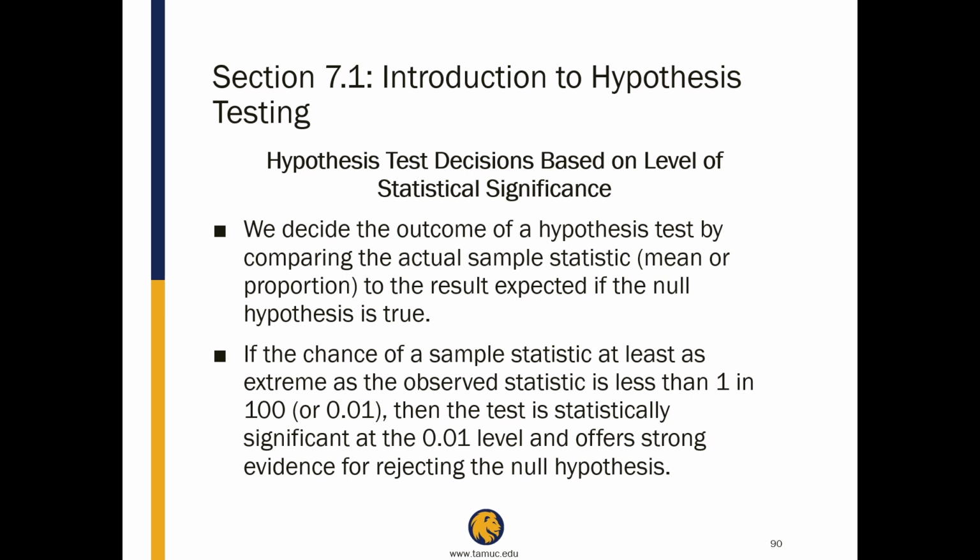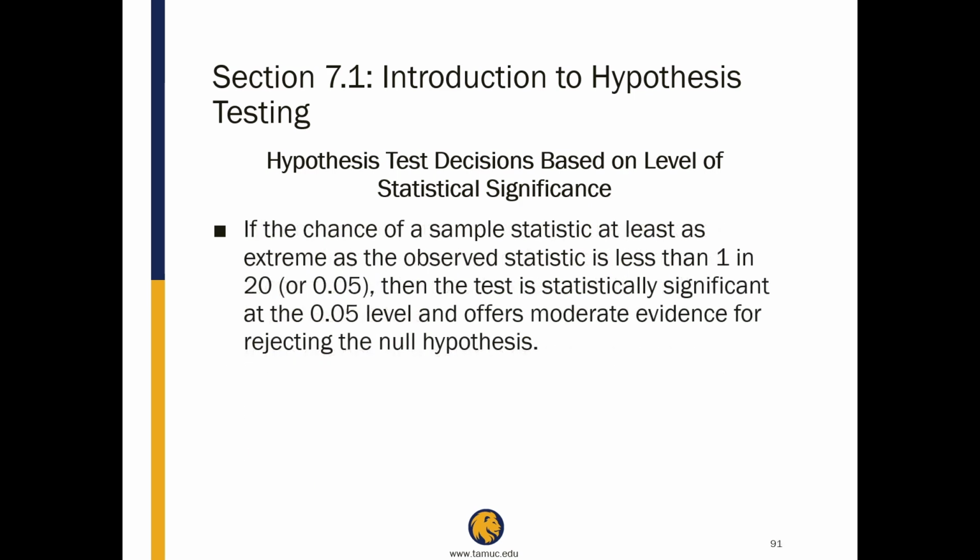So if we take a sample and the probability of getting that sample is only 0.01, then we have strong evidence to support that it's because the alternative hypothesis is true, basically. If the chance of a sample statistic at least as extreme as the observed statistic is less than 1 in 20 or 0.05, then the test is statistically significant at the 0.05 level and offers moderate evidence for rejecting the null hypothesis.